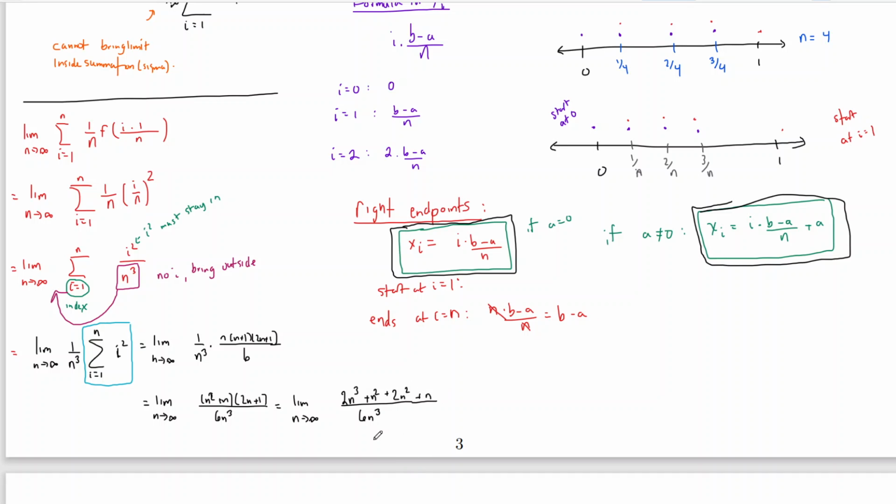And you can simplify this further, but we can see the largest powers on the top and bottom match, and they're n cubed. So according to our limits at infinity, this equals, since they're the same largest power, we just look at their coefficients. On the top, we have 2. On the bottom, we have 6. This is 2 over 6, or simplified to 1/3.